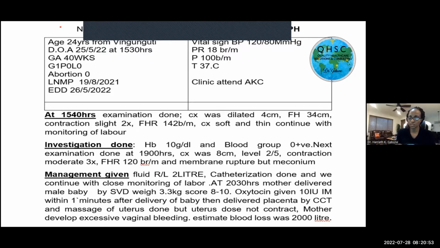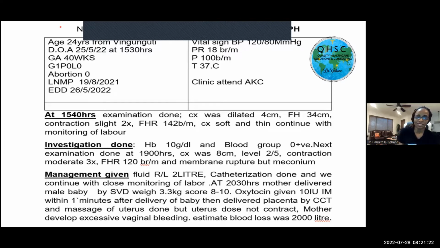And then at 20:30, mother delivered a male baby by vaginal delivery. Baby weighed 3.3 kilos, and then score is 810. So I'm assuming that's the APGAR, like 810. And then oxytocin was given 10 units IM, within 1 minute of the delivery of the placenta. And then the massage of the fundus. And then mother also developed excessive bleeding. Estimated blood loss was 2,000.